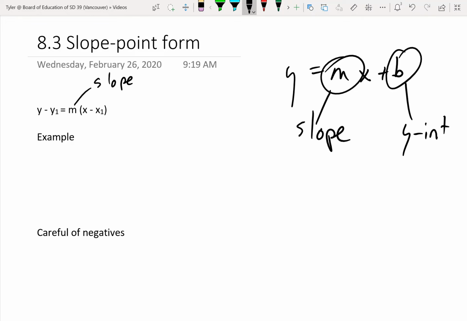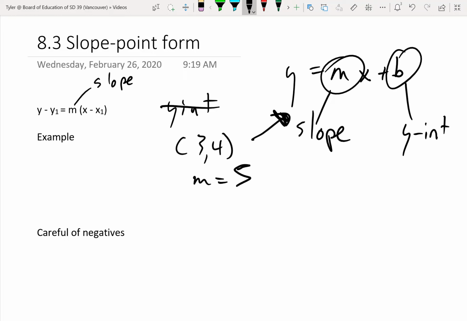The difference is, in this equation, we don't have the y-intercept. So in some situations, they'll give you questions where they give you a point, and they say the slope is like 5, something like that. We can't use y equals mx plus b. We can, but it's more complicated because we don't have the y-intercept. So that's where we're going to use this. And it's called slope point because we have a slope and we have a point.